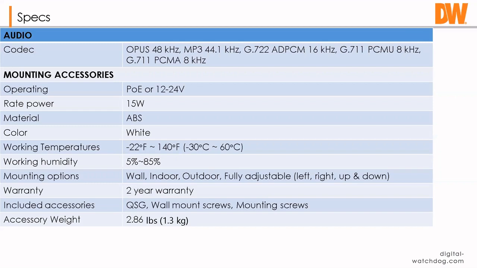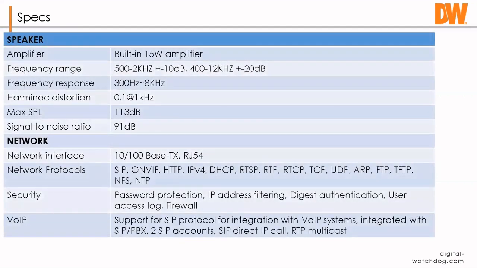It doesn't weigh a lot, has the mounting screws, all that good stuff in there. So it's a 15-watt speaker, so it's actually quite loud even outdoors. 113 decibels. Network interface is 10/100. We support all kinds of network protocols: SIP, ONVIF, HTTP, HTTPS, RTP. We have all the TPs in there, to say the least. It has password protection. You can create different users for it. And it has a firewall, which we'll talk a little bit about and how to do that. And of course, voice over IP using the SIP protocol. It supports all that stuff, and we'll show a little bit about that.